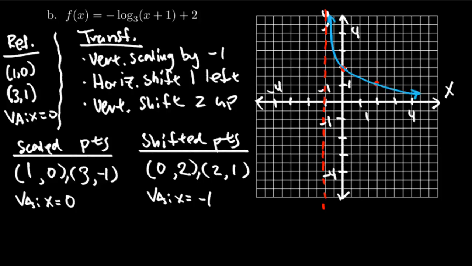So notice that this should make sense in terms of shape, because we did a vertical scaling by -1. In other words, we reflected the parent graph, which looks like this, over the x-axis, which would make it look like the thing that we actually do have. Alright, so that's this graph.